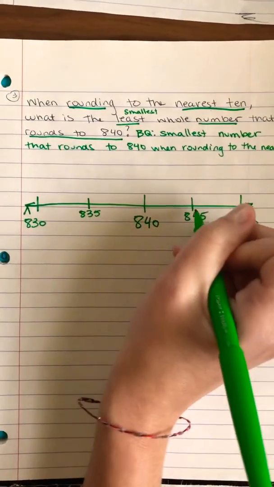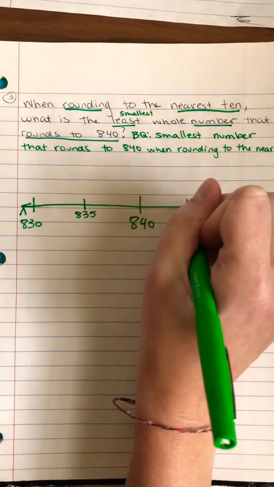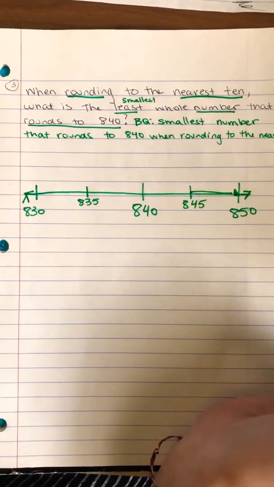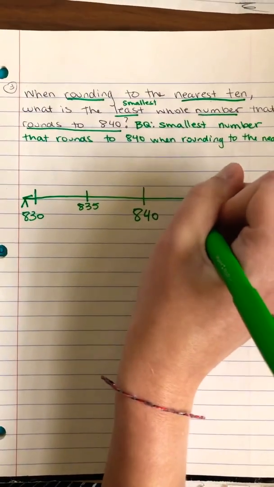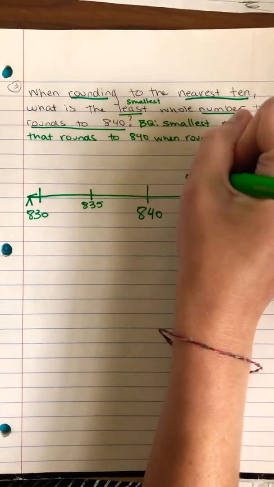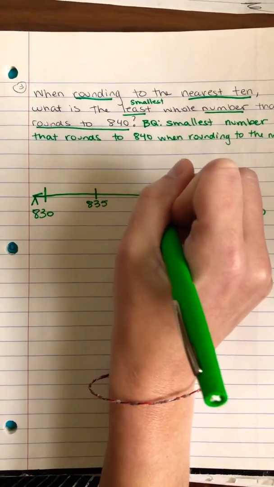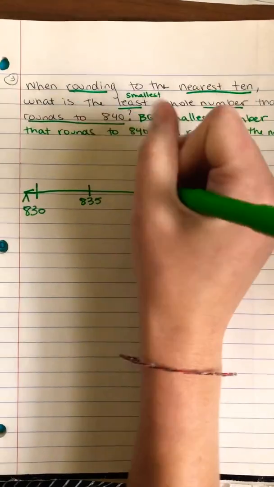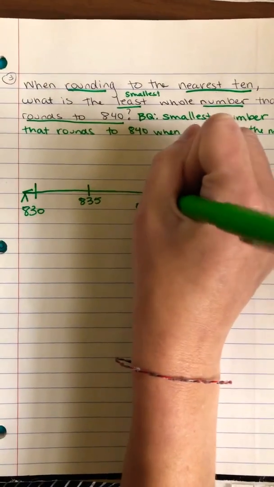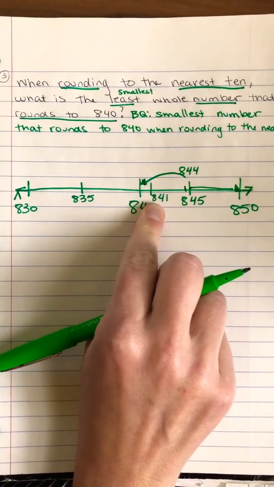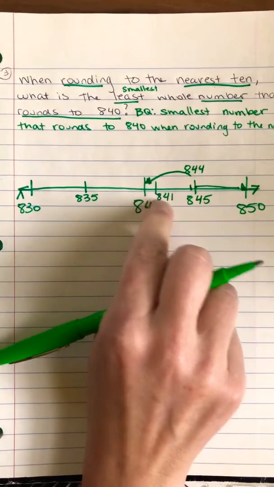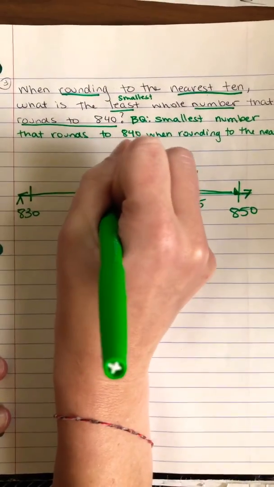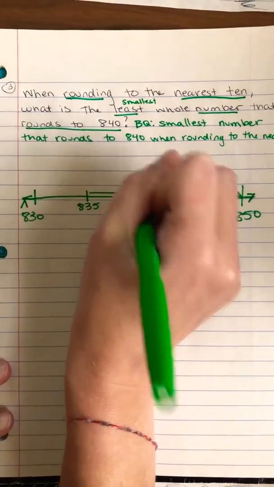So all of these numbers, I know 845, all of these numbers past here are going to round up to 850. So here I know that 844 is going to round down, and all of these numbers are going to round down to 840. Some of us might have gotten the answer 841 as the smallest number. That is not correct. That is the smallest number that rounds down, but we have to think about all of these numbers that round up to 840.